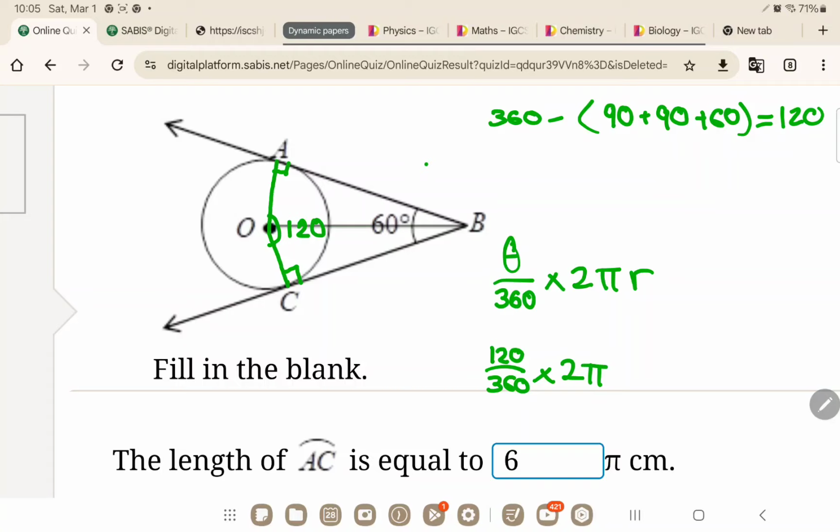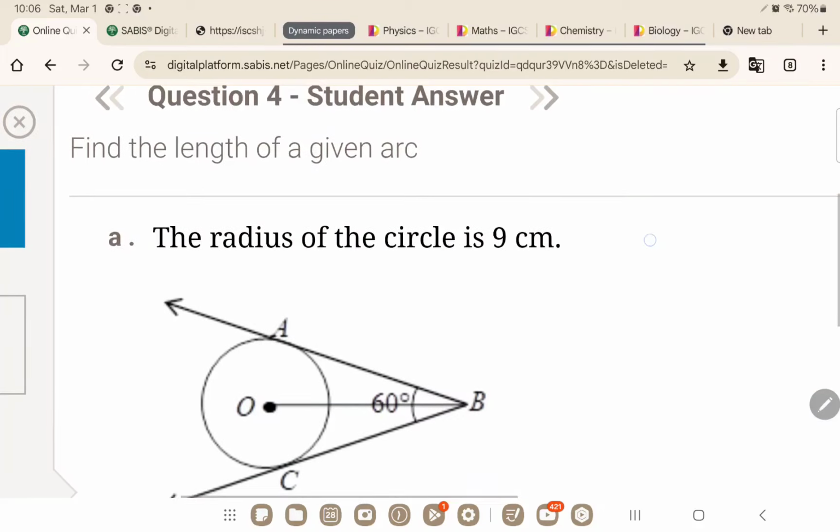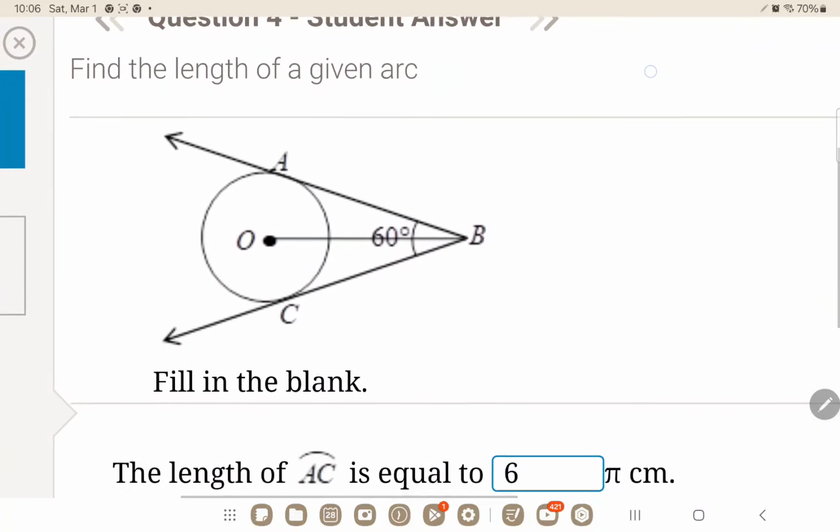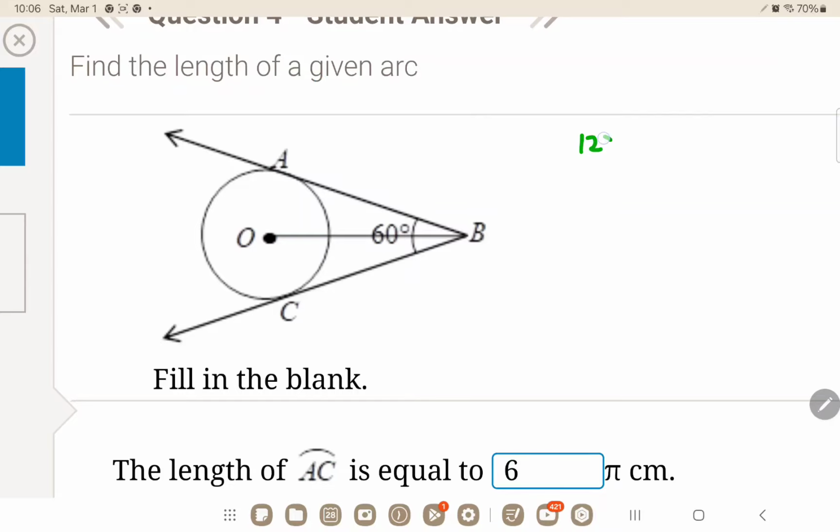Anyways, I had to check. Next time I better check. So it's 120 over 360 times 2 pi 9. Put that all in your calculator. We're gonna get that the length is 6 pi. And that's it for this part. Now, next part.